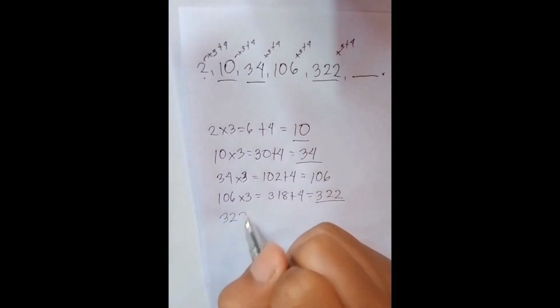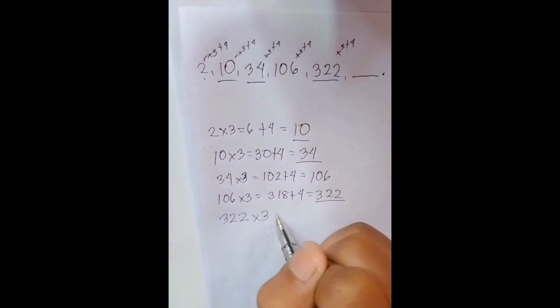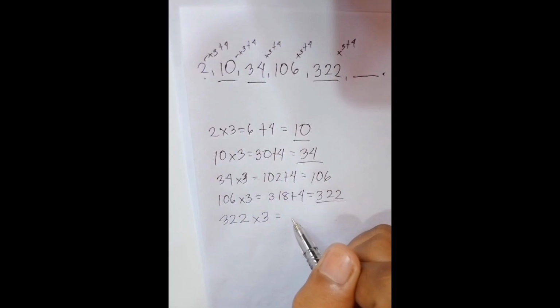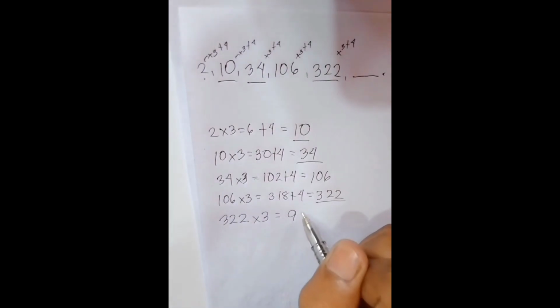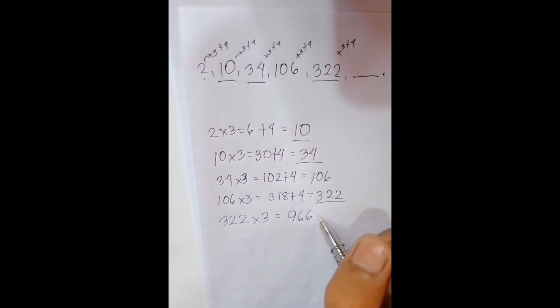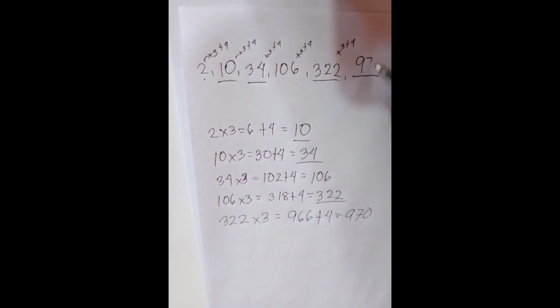Now 322 times 3 is equal to 966, plus 4 is equal to 970. So our next missing series number is 970.